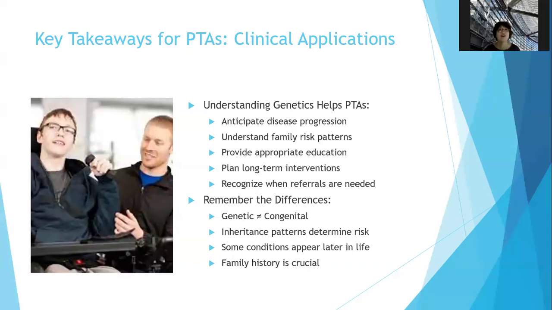Off soapbox. So, for clinical applications for genetic disorders, understanding genetics helps us anticipate the disease progression, understand family risk patterns, provide appropriate education to family and caregivers and patients, plan long-term interventions, and recognize when referrals are needed. Remember the difference. Genetic doesn't mean congenital. There are two different things. With genetic disorders, inheritance patterns determine the risk. Some conditions appear later in life, like Marfan's and polycystic kidney disease. So, family history is crucial. If you know that someone in your family had a certain thing, you might be more prone to that.